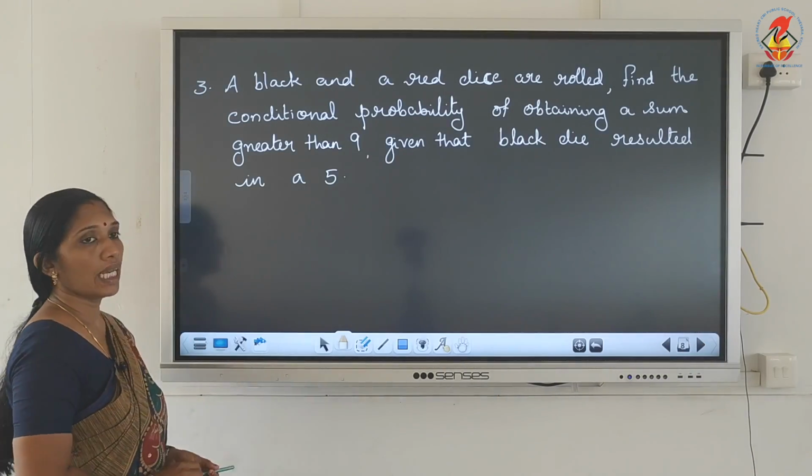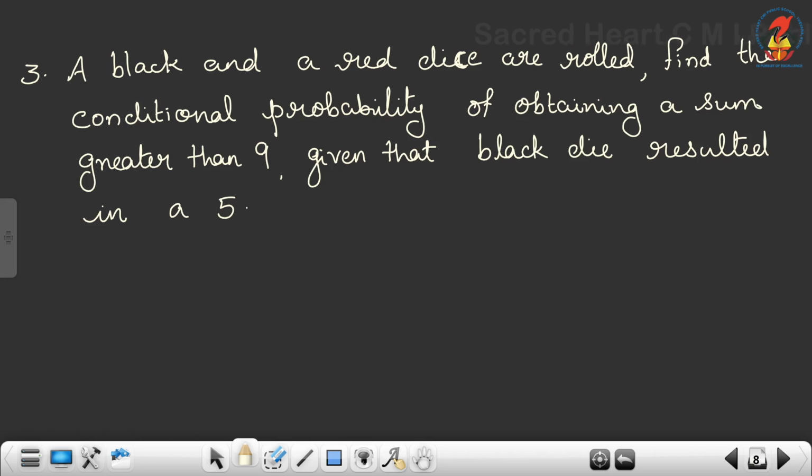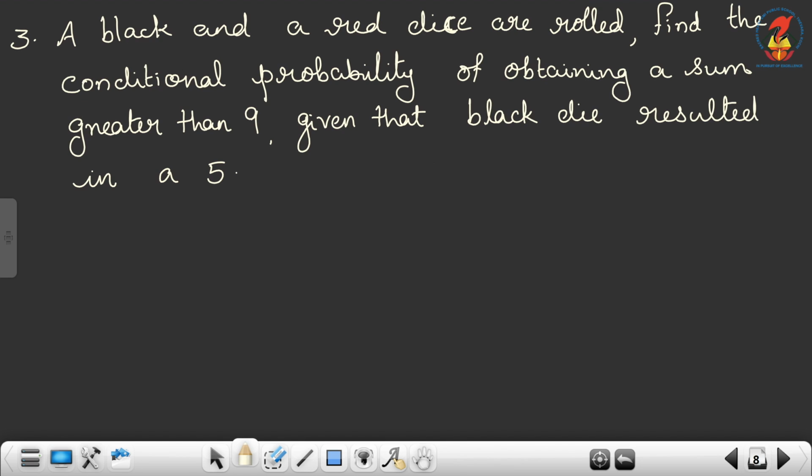The next one: a black and red die are rolled. Find the conditional probability of obtaining a sum greater than 9 given that the black die resulted in a 5. So, a black and red die are rolled, that is two dice rolled. What is the sample space? First we can write the sample space. The experiment is 2 dice are thrown. When 2 dice are thrown, there are 36 outcomes.